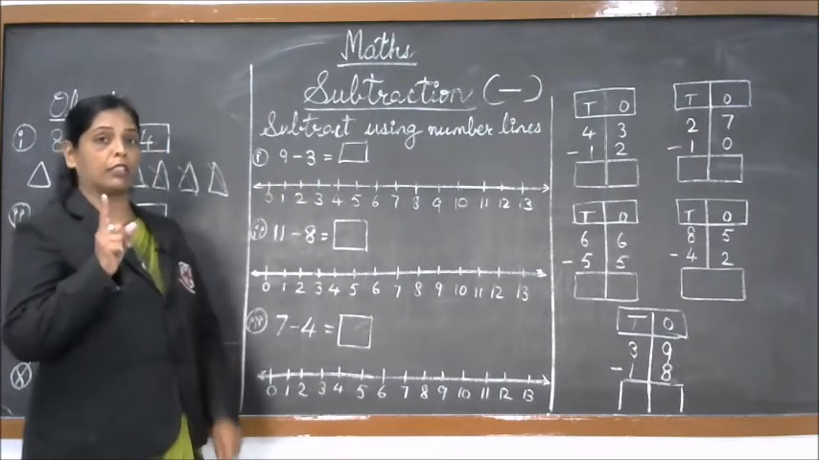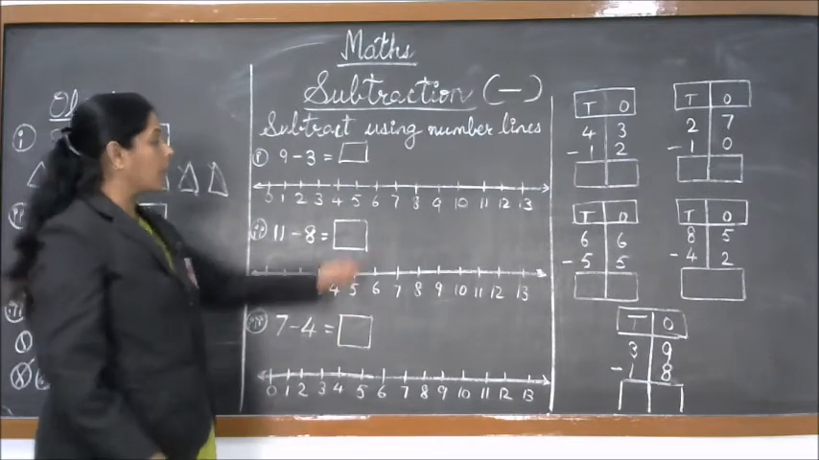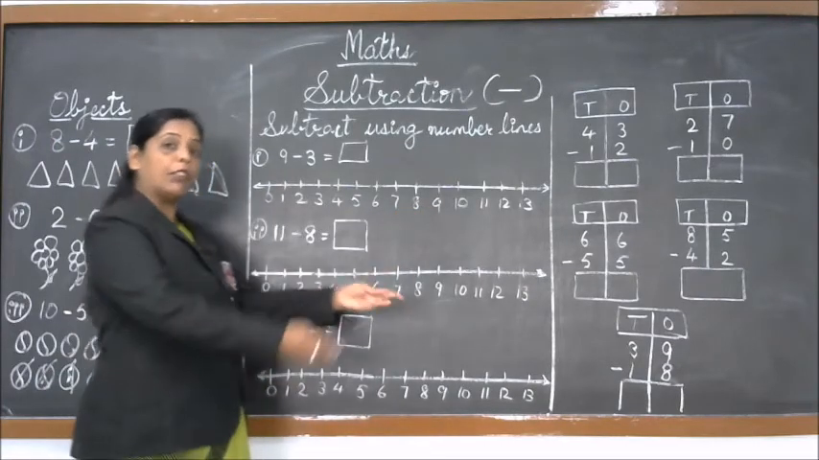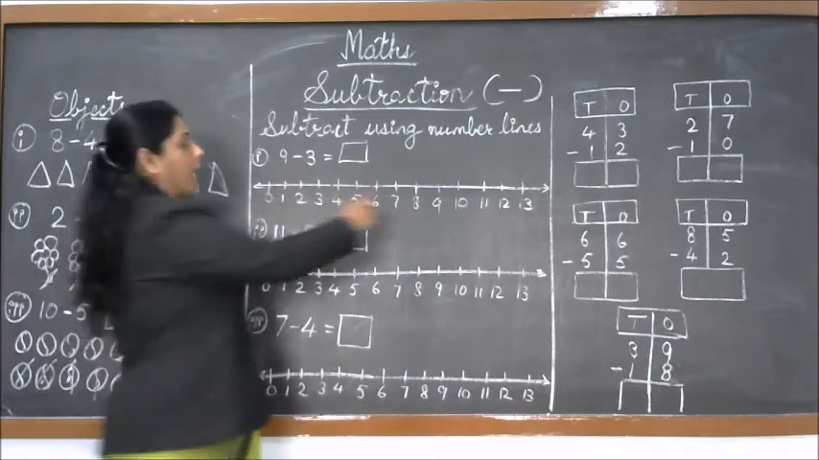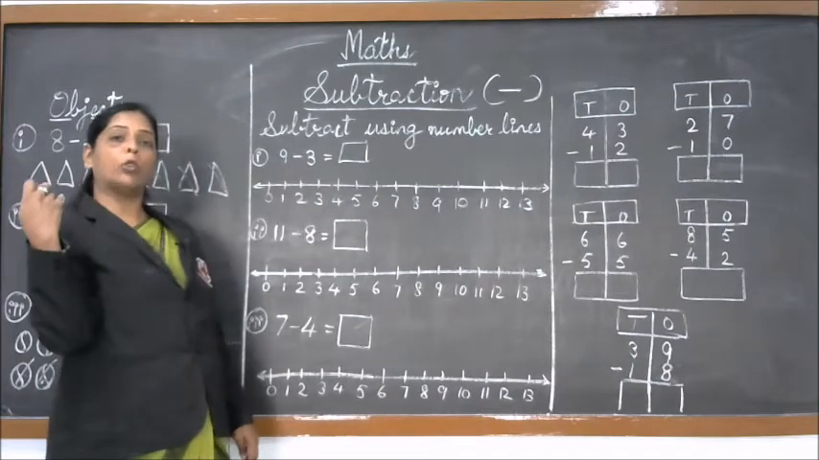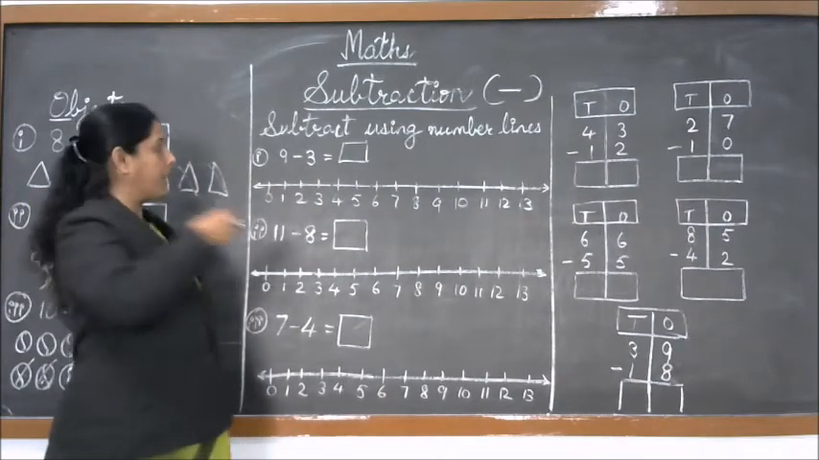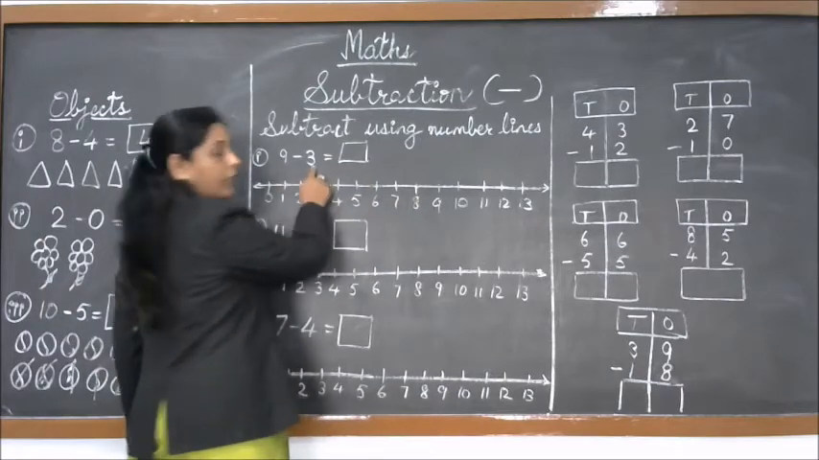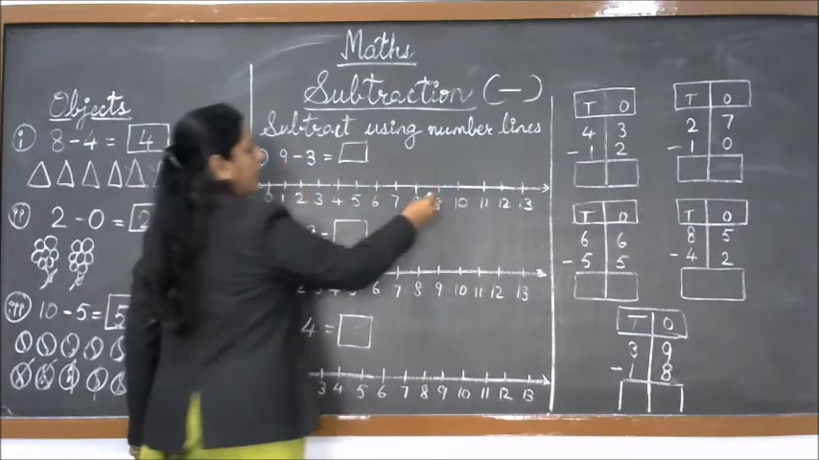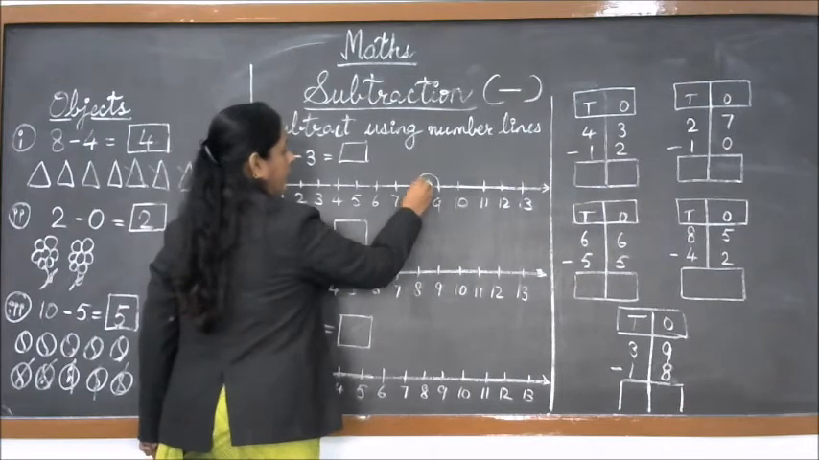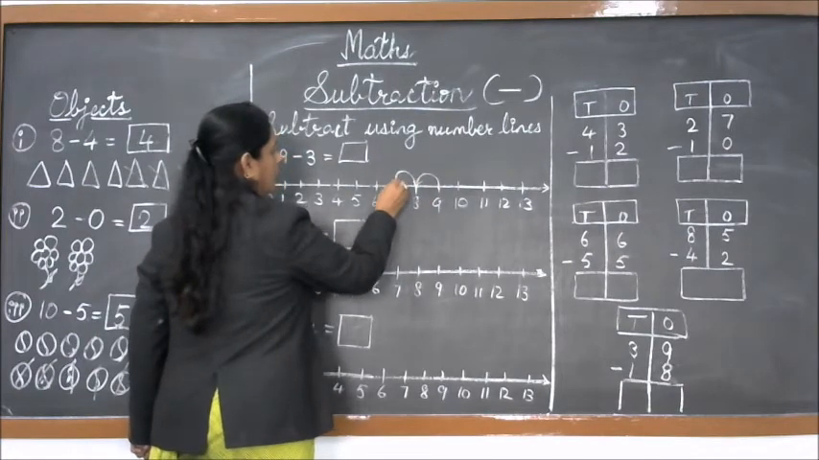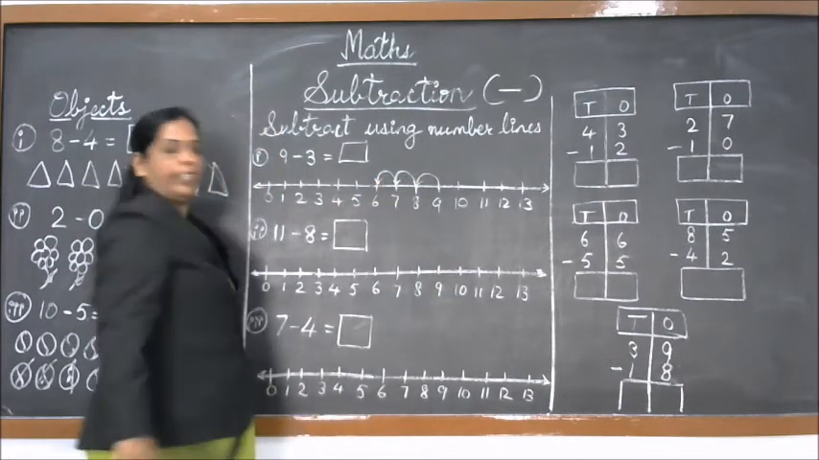So first, what we are going to do is start from 9 and go in reverse. हम वहाँ से स्टार्ट करेंगे और हम उल्टे चलेंगे क्योंकि हमें उसको माइनस करना है. So how many are we going to deduct, beta? 3. Let us start. This is 1, this is 2 and this is 3.